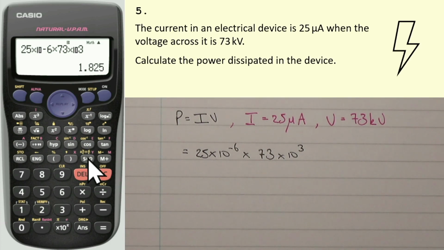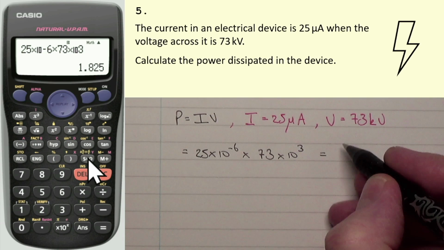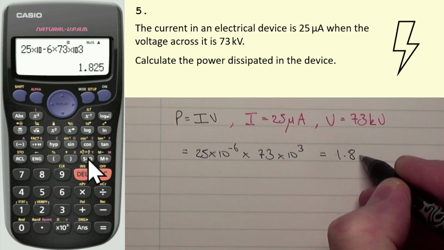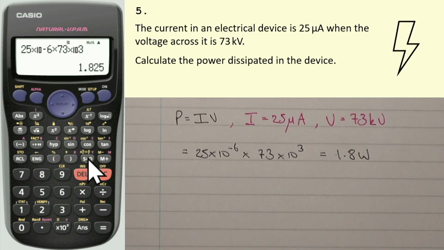Now again, both numbers here, 25 and 73, are written to 2 significant figures, so that should really be written as 2 significant figures as well. You know what? Since this is the last question, I'll write that in. 1.8 watts.